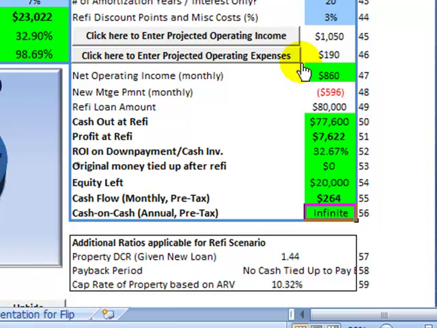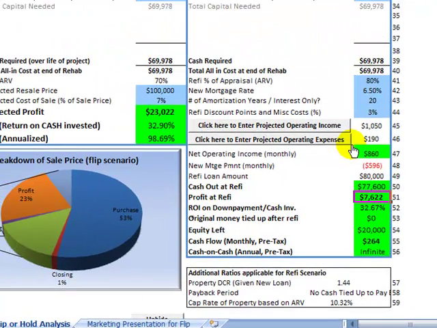This is a pretty standard deal. And the numbers look pretty good. You've got no cash left. You write yourself a nice little check of $7,000 at closing, and you're cash flowing close to $300 a month.